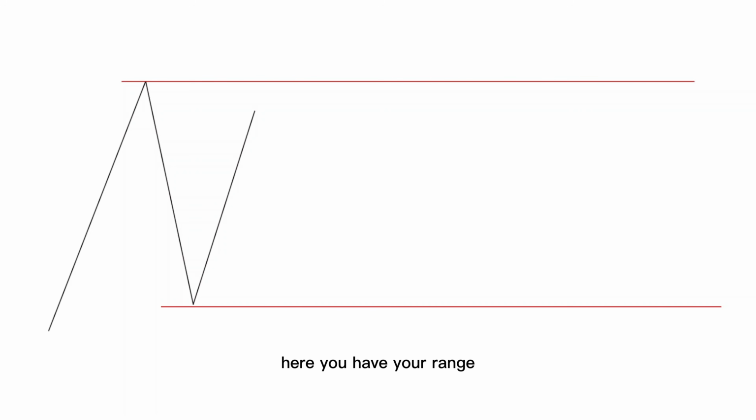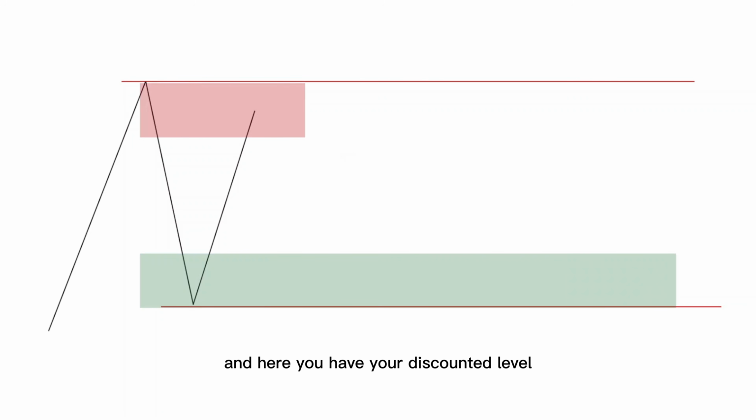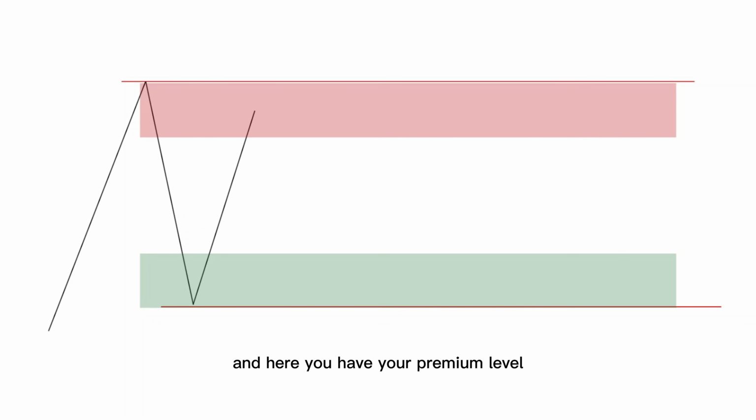Here you have your range. You have your swing high and your swing low. And here you have your discounted level, and here you have your premium level. So let's say price reacts from the premium.